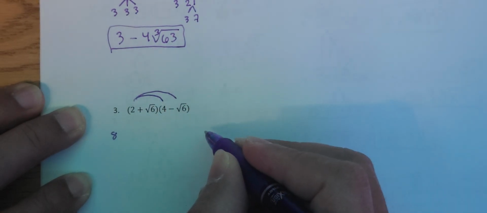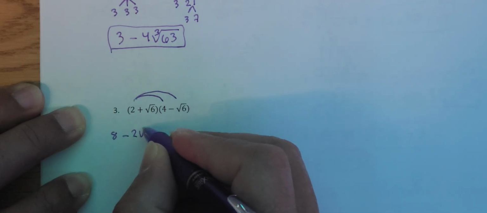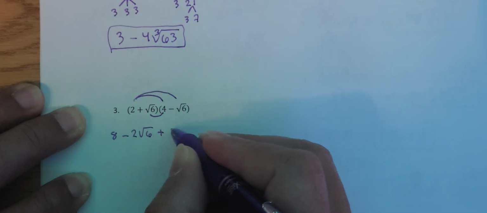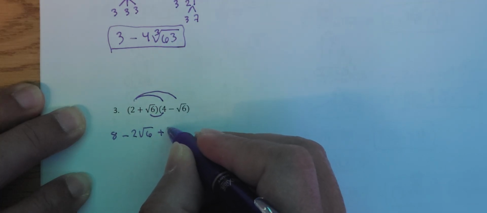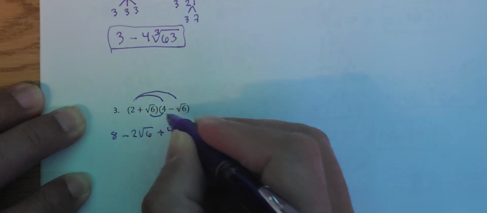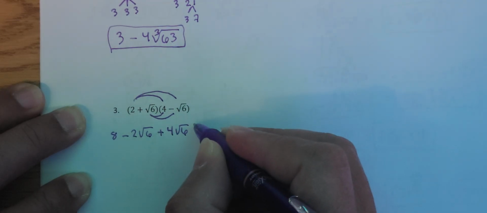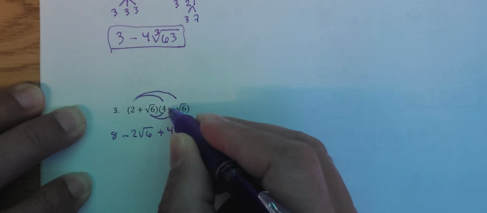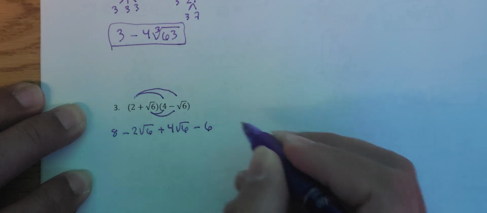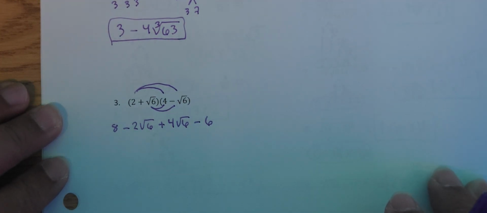2 times negative square root of 6, that's negative 2 square root of 6. And then square root of 6 times 4, that's plus 4 square root of 6. And then square root of 6 times square root of 6, that's square root of 36, but this is negative, so we know the square root of 36 is 6, so that becomes minus 6, right?